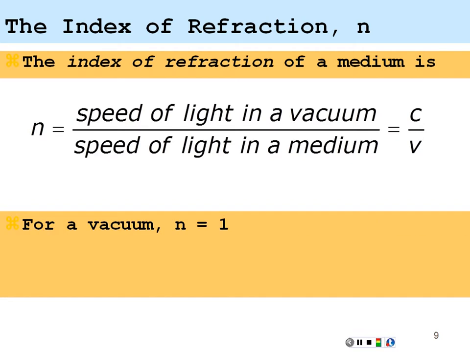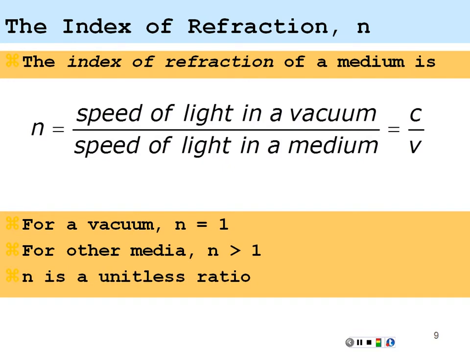So for a vacuum, the index of refraction is 1, because you'd have c over c. But for other media, the speed of light in any particular medium is going to be less than its speed in a vacuum. So this fraction is going to be greater than 1. So there won't be any indices of refraction that are less than 1.